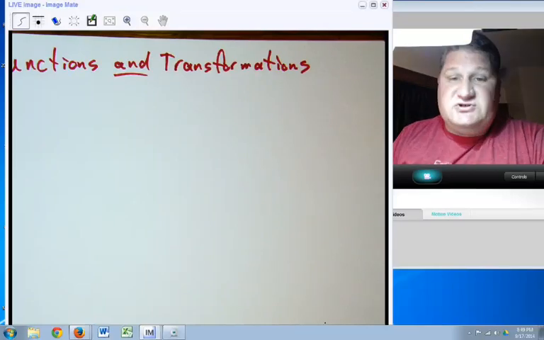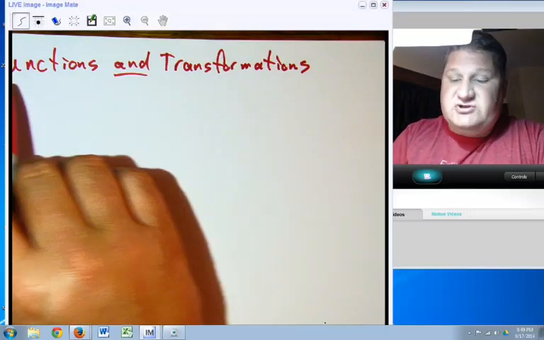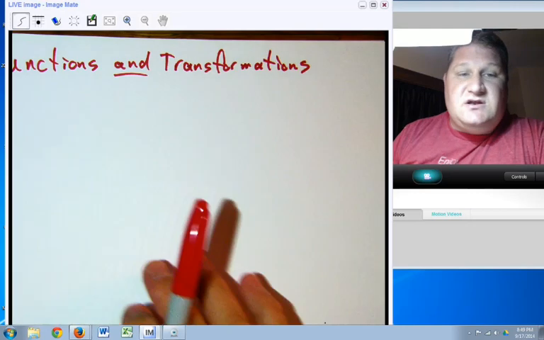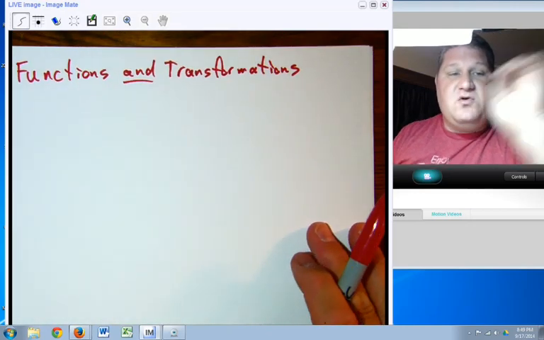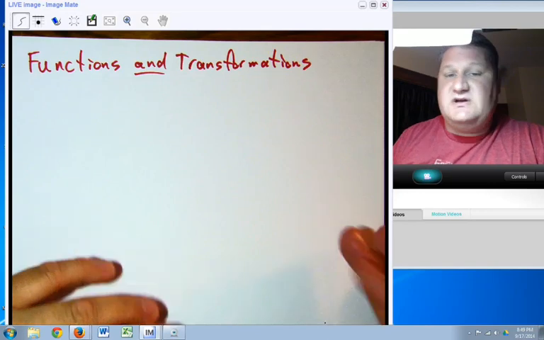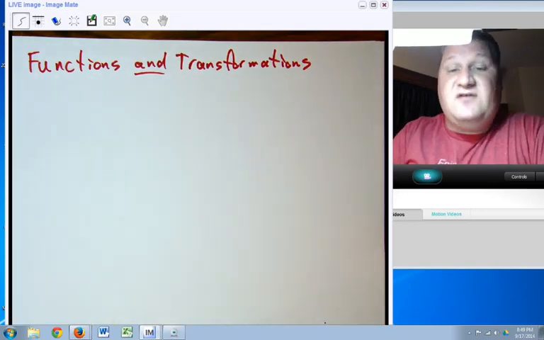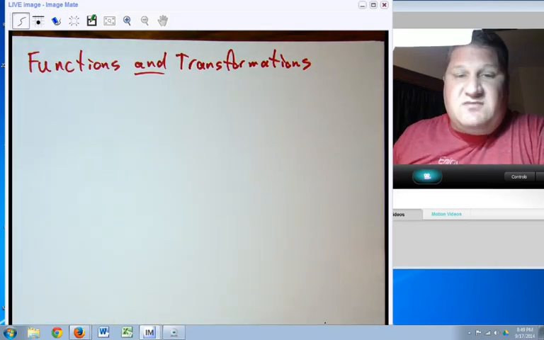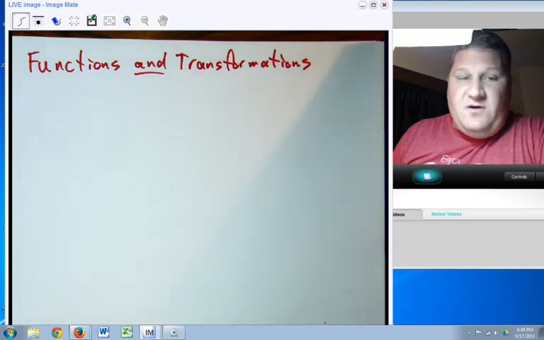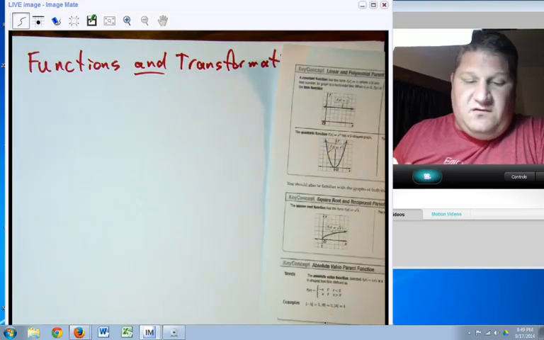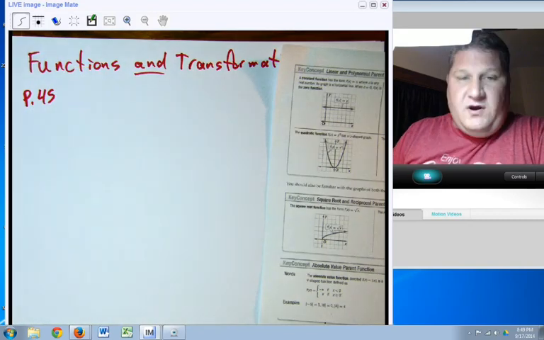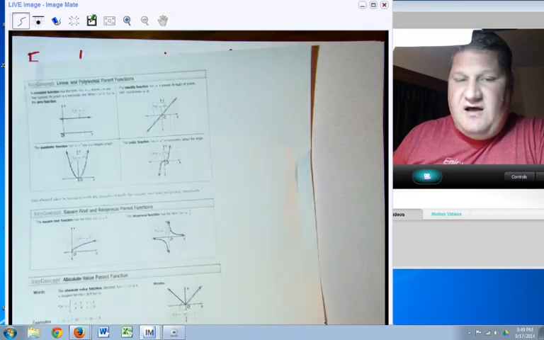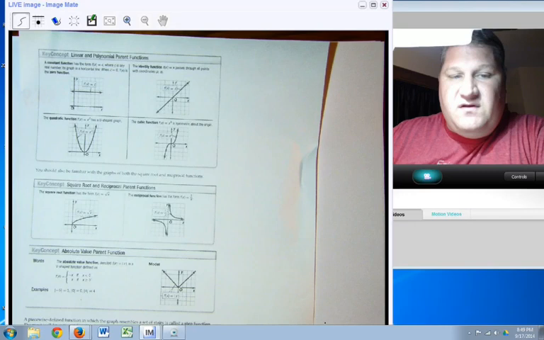Okay, ladies and gentlemen, we need to talk about functions and transformations. Now, we've been talking about functions, what is a function, how we can work with functions, in behavior, different attributes of functions. Now we're going to talk about the functions themselves. On page 45 of your book, or included with this information, you have the graphs for the various parent functions.